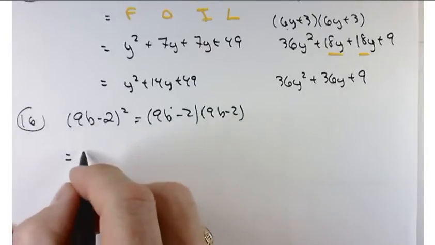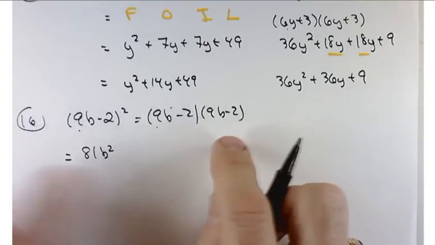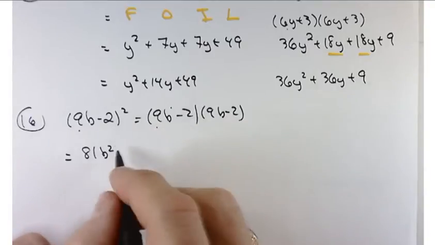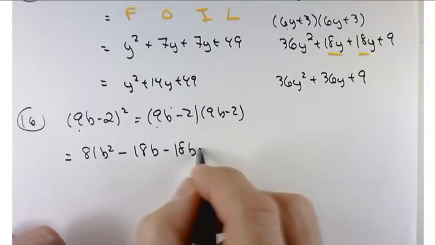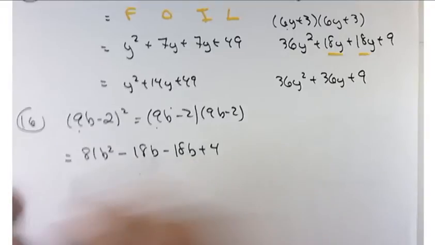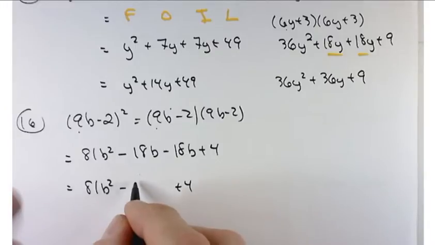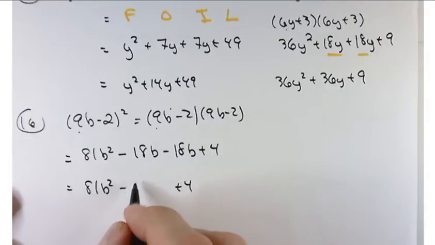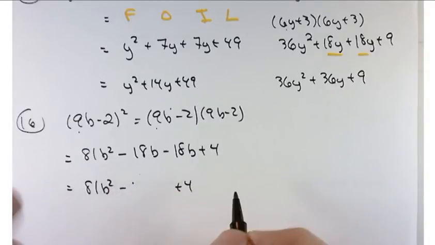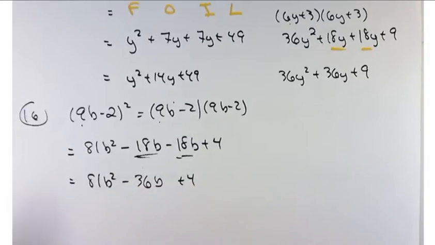Well, it's going to be 9b squared. So 9 times 9 would be 81b squared. Then 18b, minus 18b, and plus 4. Perfect. So it's 81b squared. Well, if you combine the like terms here, negative 18 and negative 18 gives you negative 36. Good. So, good.